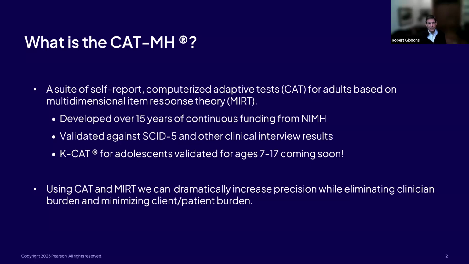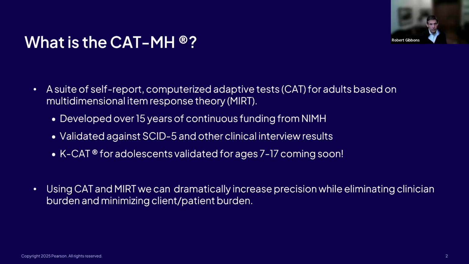So what is the CAT-MH? The CAT-MH is a suite of self-reported computerized adaptive tests for adults based on multidimensional item response theory. That's quite a mouthful. But in the next 15 minutes, I will explain how all of this fits together and why it is a very important paradigm shift in mental health measurement.